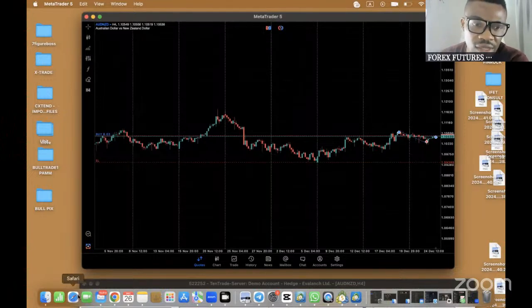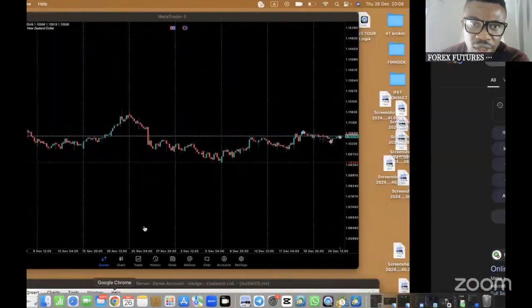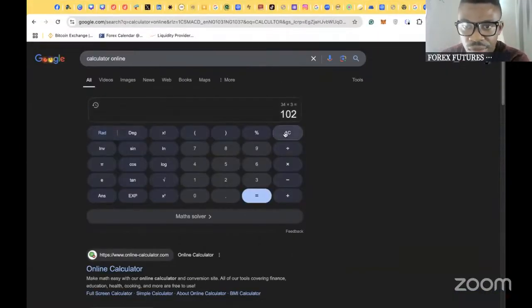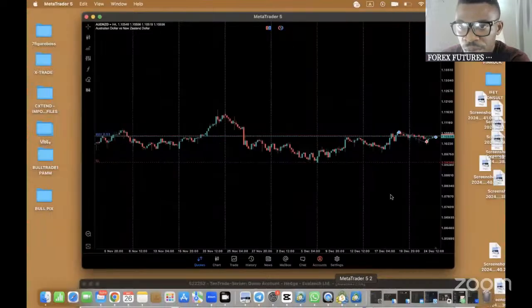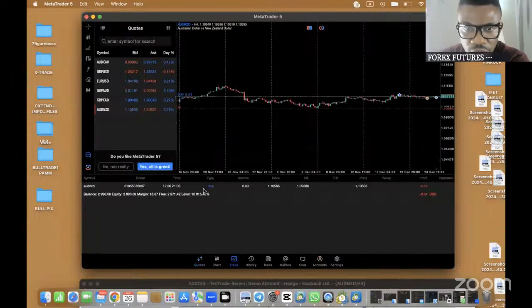So 19 divided by 34, or how do we do that? 34 divided by 19. Can still add more position. 34 divided by 19. 1 point, almost 2, right? So what is the lot size? 1.7. So go back again there. The lot size for this particular trade we just took right now, we check on that trade, we'll see it. We took a buy on 0.03 on a 2,000.